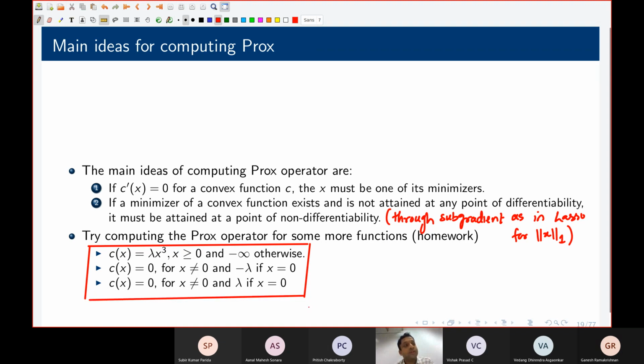If it's a strictly convex function, it will have a unique minimizer. So the question is, if it's a convex function, why are we talking about one of its minimizers? Because a linear function can have multiple, in fact a countably infinite number of minimizers. Okay, so let's consider some of these cases. C(x) is lambda x cube if x is greater than or equal to 0, and infinity otherwise. Now this is becoming like a projection, like an indicator function. So what would be the prox operator for this, the first case?